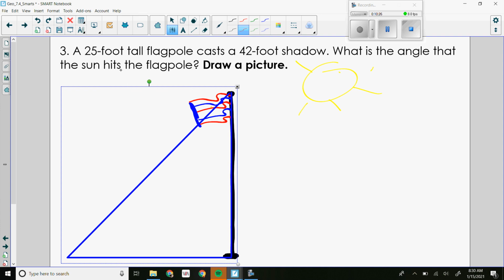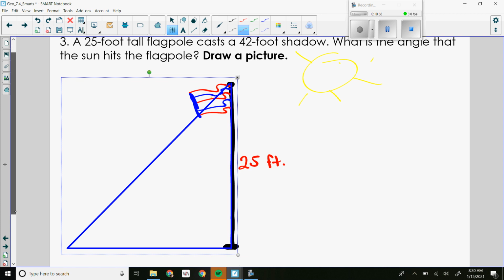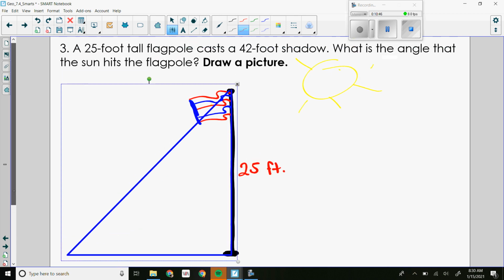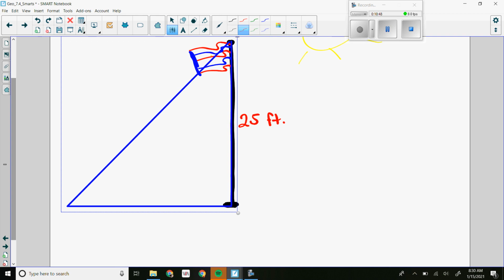It says a 25-foot tall flagpole, so we know this side is 25 feet tall. It also says it casts a 42-foot shadow. So is that the diagonal line or is that the bottom line? Well, that's going to be the bottom line, right? Shadows go across the ground. If you were to draw the shadow of this flagpole, it would be on the ground. I made my picture too big. It was 42 feet, okay? Of course, as long as they put it in right, there should be a right angle.